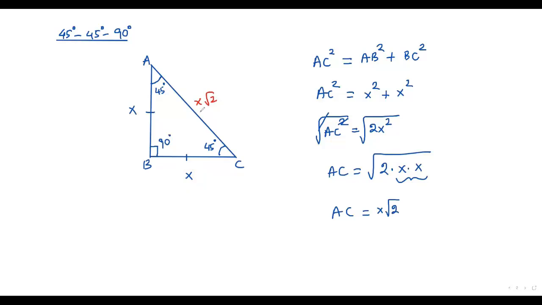That is the length of the hypotenuse. So if x is the length of each leg in a 45-45-90 special right triangle, then the length of the hypotenuse will be x times square root of 2. Okay, now let us solve for the lengths of the sides of another special right triangle, 30-60-90.